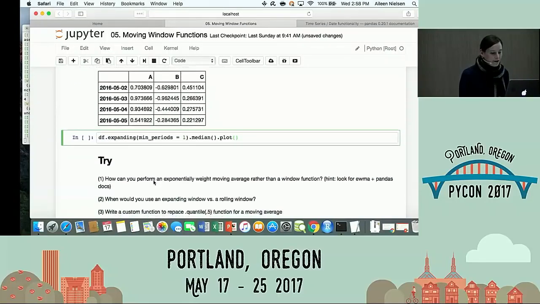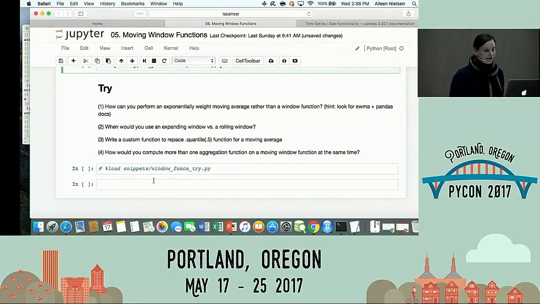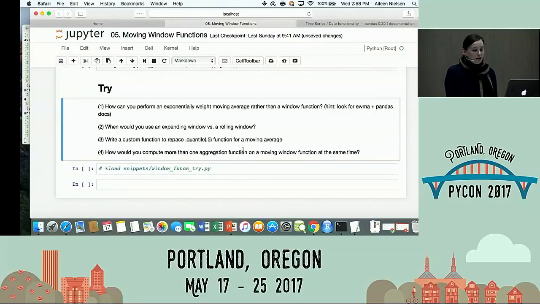Cool. Okay, so let's try out a couple of things here. First question, how can you perform an exponentially weighted moving average? These are really common in a lot of applications, so it's good to go through the docs and find that. Secondly, think a bit about how and when you'd use an expanding versus a rolling window. Third, try to write a custom function to replace the quantile function for a moving average and use it the way you would use a custom lambda, just to make sure you remember how to do that.